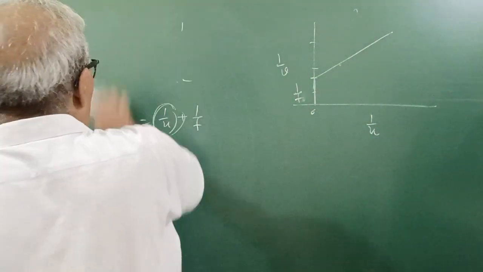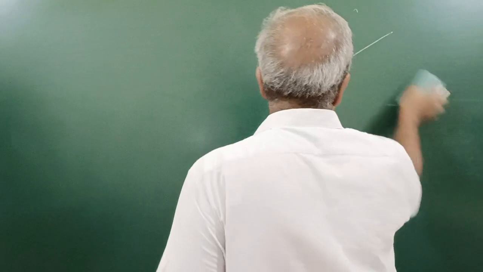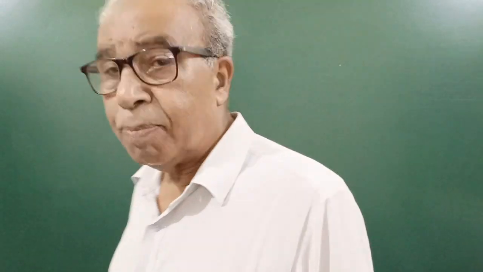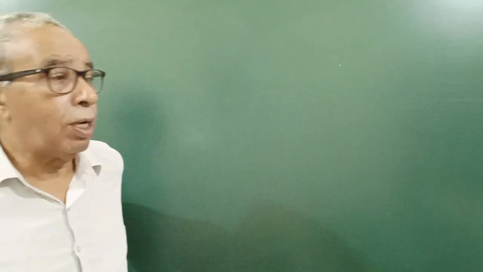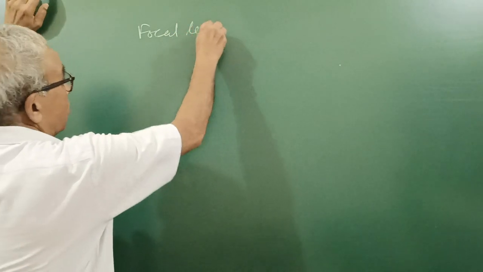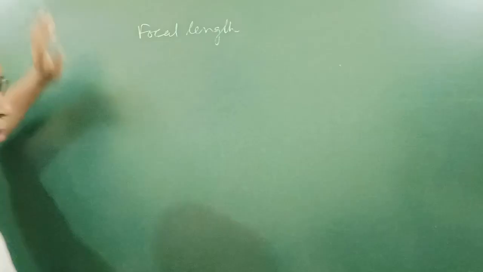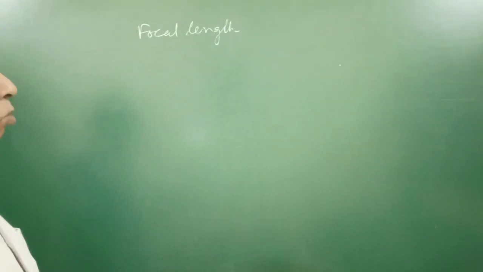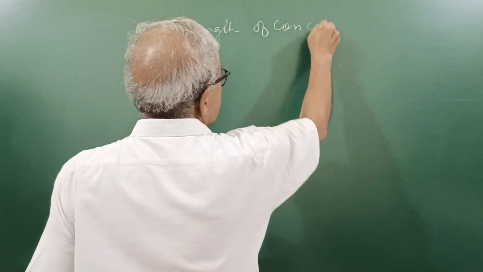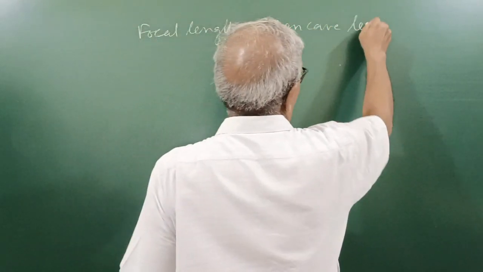Now how to find the focal length of a concave lens? Because in a concave lens, you know, the image is virtual and you cannot locate the position of a virtual image. So how to find the focal length of a concave lens? Class 12 and competitive exam questions are asked on this also. How to find this?